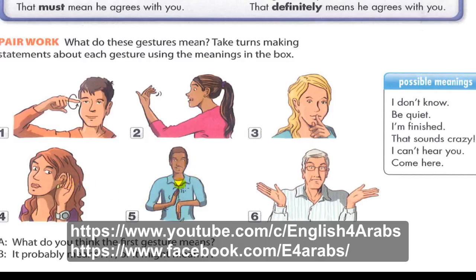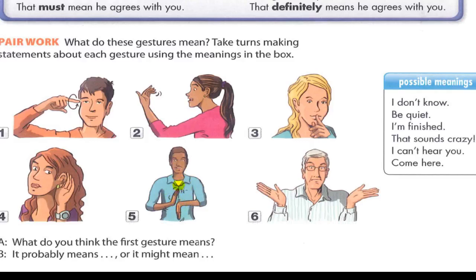Five. Look at the picture. A young man. What is the meaning of this sign? Okay, this is this one. It means what? That must mean I am finished. I did it. I finished it. So that must mean I am finished. That definitely means I am finished.